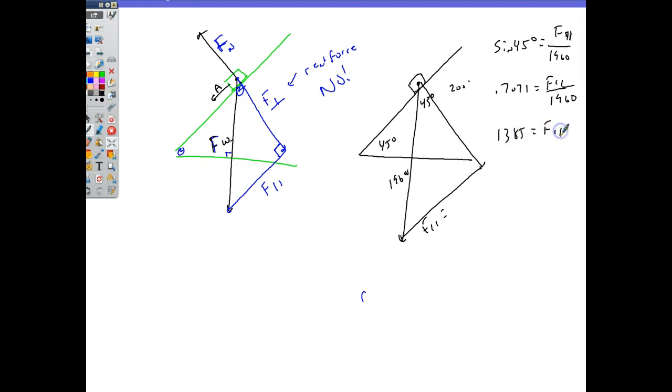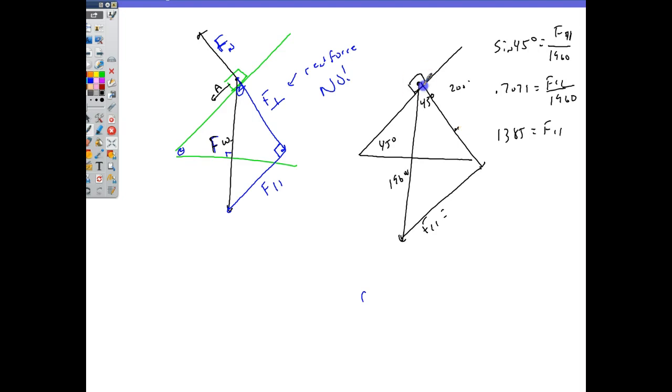Why? Force normal. Force normal is equal to this piece here, whatever that is. I haven't even solved for it yet. Isn't force normal just weight? No. Welcome to the part where it stops becoming weight.